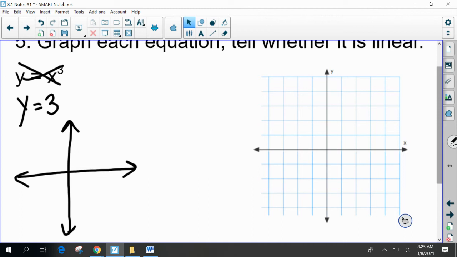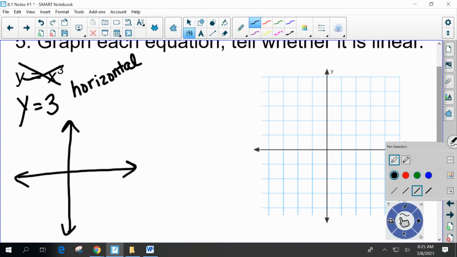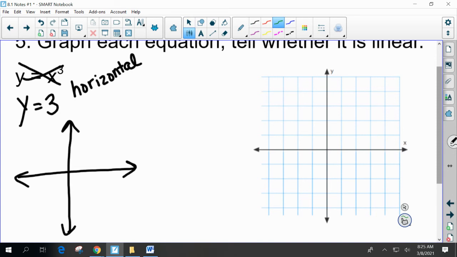Okay, so for a y equals 3 graph, or a y equals anything, this is going to be a horizontal line. So I want you to write horizontal on there. For y equals 3, this is going to be a horizontal line at 3. So you're gonna go up 1, 2, 3, and you're gonna have a horizontal line at 3.